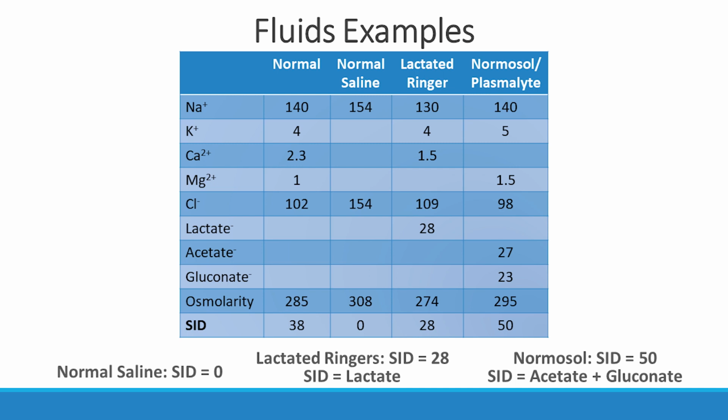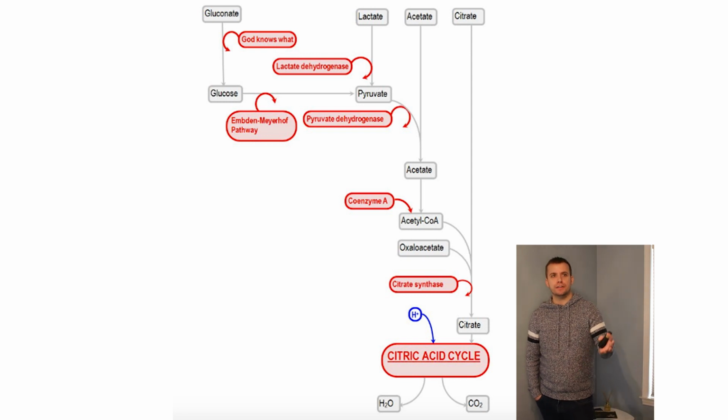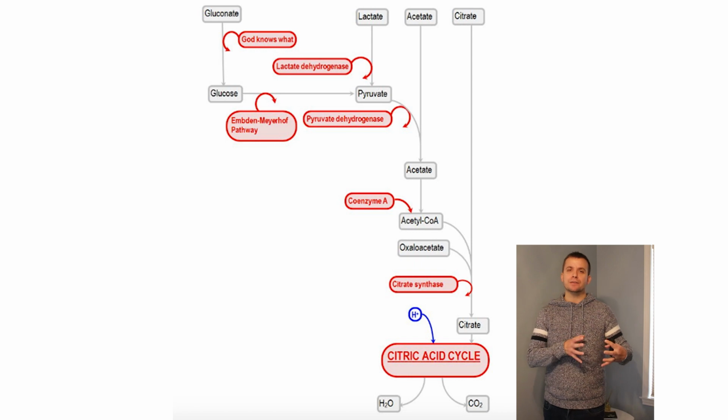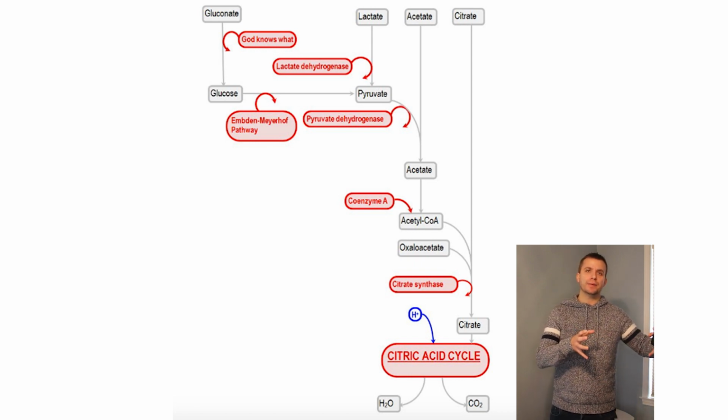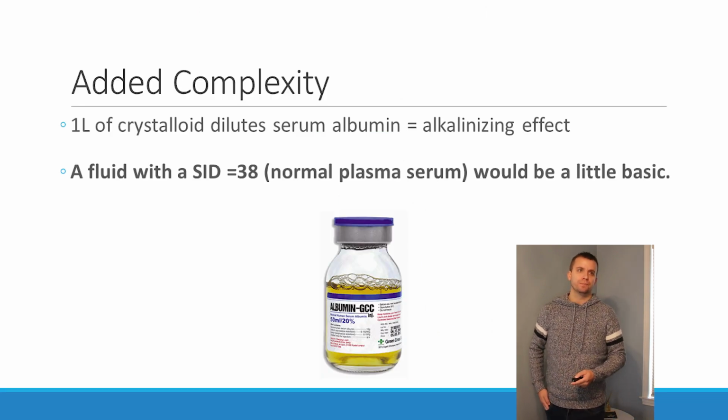So normal saline has a SID of 0 and is extremely acidotic. Lactated ringer has a SID of 28. And then Normasol has a SID of 50 due to the acetate and gluconate. They're all broken down eventually into bicarb. But it has that ability to separate out your strong cations and strong anions. And so the body's going to respond to that spreading out of that sodium and chloride by making more bicarb.